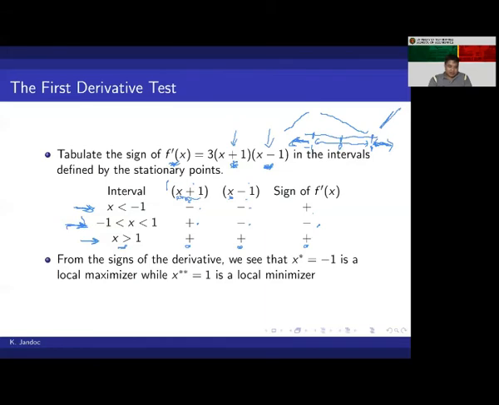So clearly, with this pattern, negative 1 is a local maximizer, because to the left of negative 1, the function is increasing, and to the right of negative 1, the function is decreasing. At 1, in contrast, this is a local minimizer, because to the left of 1, the function is decreasing, and to the right of 1, it is increasing. So here, just by examining the signs of the derivative, we can see whether a stationary point is a local maximizer or local minimizer.